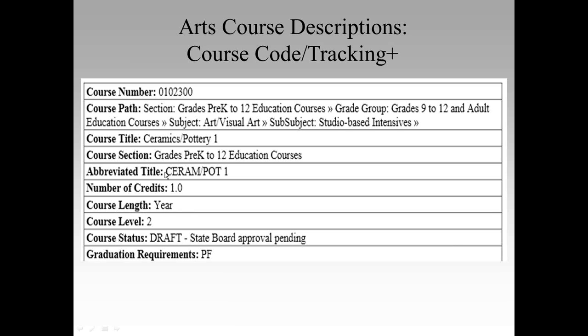So the course length for this ceramics and pottery course is 1 year. It is a course level 2. There are 3 possible course levels, and 3 is generally reserved for honors or very upper level courses. This says it's draft, state board approval pending. It's only because I took this off the Department of Education website, and the newest ones have actually been approved by the State Board of Education, but this was a PDF and I wasn't able to change it for you. It meets the graduation requirements for performing fine arts, which means it's the arts credit.